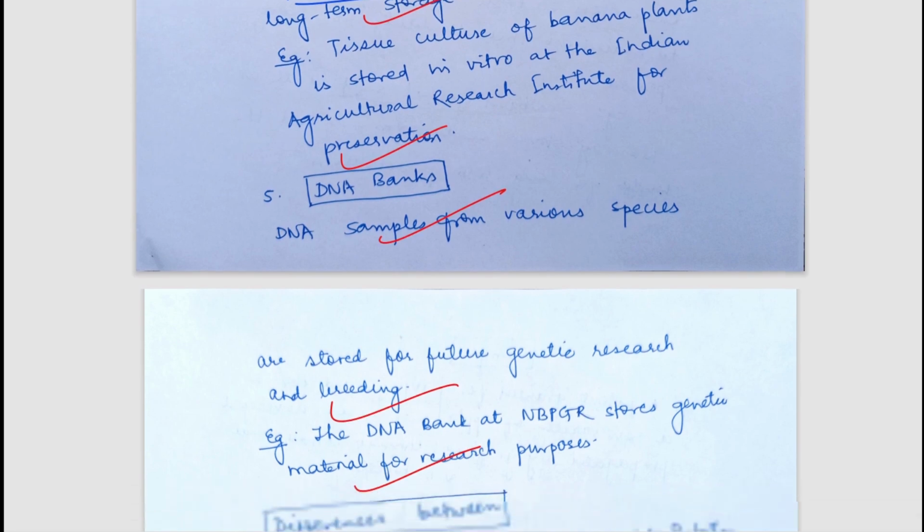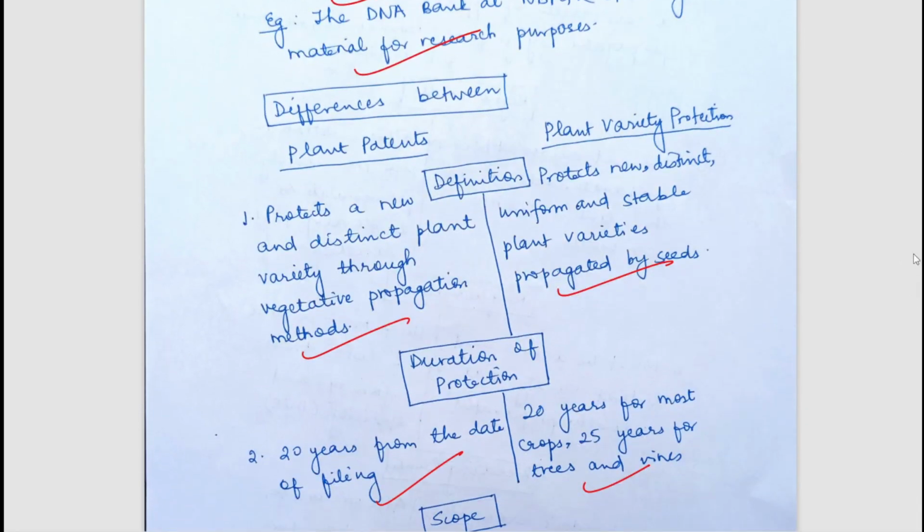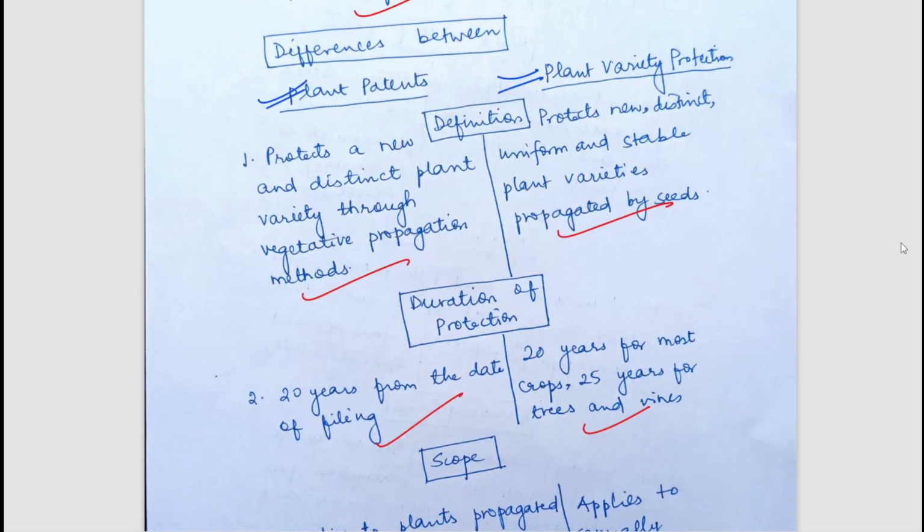I hope you understand this. Now we will see the differences between plant patents and plant variety protection. Those are similar terms, and many times we get confused, but there are certain subtle differences. Plant patents protect new plant varieties through vegetative propagation methods, whereas PVP, plant variety protection, protects new, distinct, uniform, stable plant varieties propagated by seeds also.